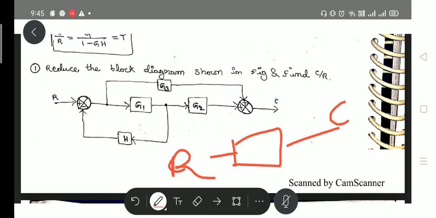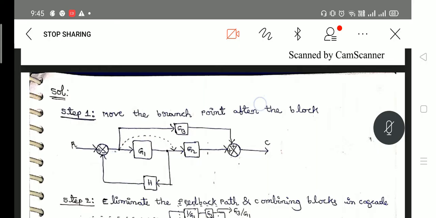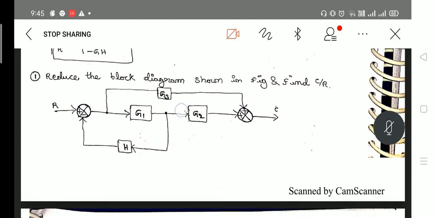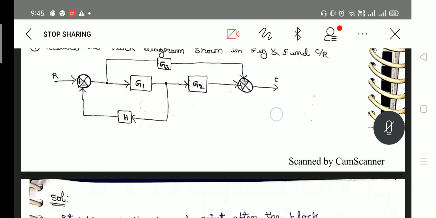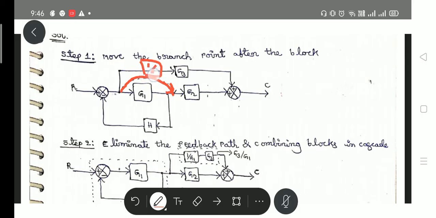What is the first step? Here I am taking the first step as shifting this branch point to here. This branch point I am shifting to here. What will we get? We will get an elimination of feedback loop, right? So I am taking this branch point after the block. What will happen? In the feedback loop, we will get 1 by G1. Here I am taking 1 by G1.